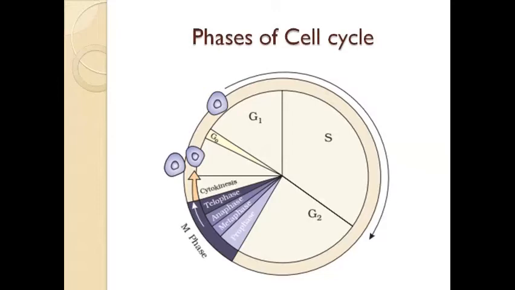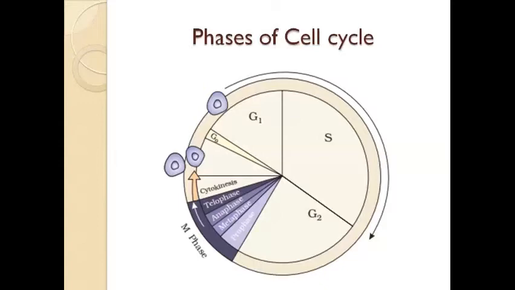After the end of M phase, a single parent cell, the mother cell, produces two daughter cells. Then again these two daughter cells will enter into the G1 phase. So G1, S and G2 phases cumulatively are known as interphase. In a broader way, we divide the cell cycle into two different phases. One is interphase, another is the mitotic phase. The mitotic phase is also called the division phase.